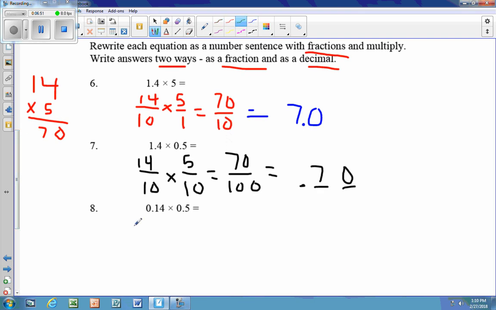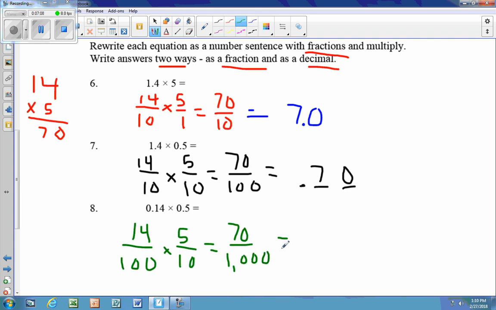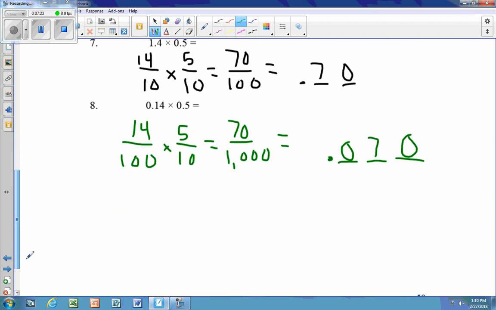And our next one, we still have 14, but this time it's 14 hundredths times 5/10, and that equals 70 over 1,000. And for those of you who aren't sure, we write our decimal. We have tenths, hundredths, thousandths. 70 has to end in the thousandths place, so then I have to put a 0 in here. And that's 70 thousandths.